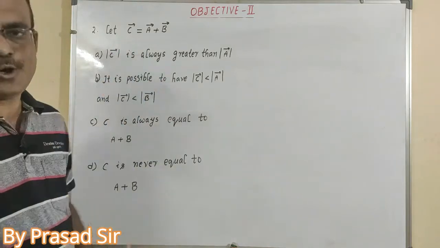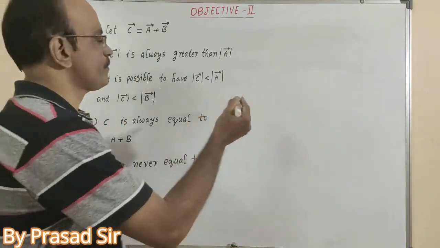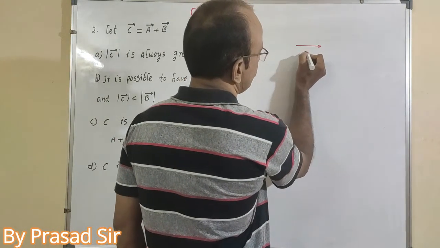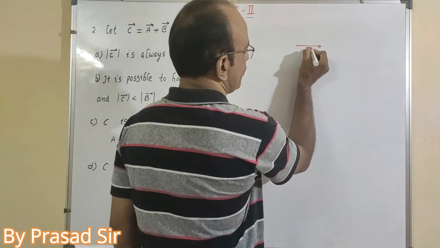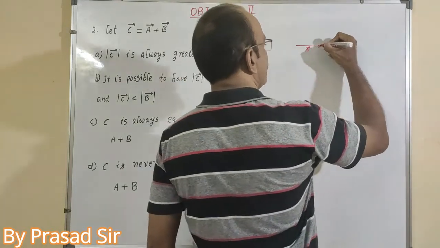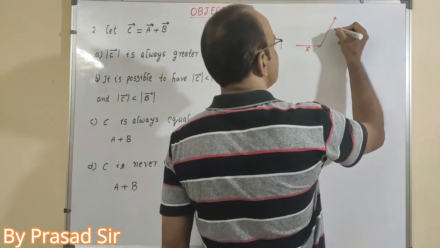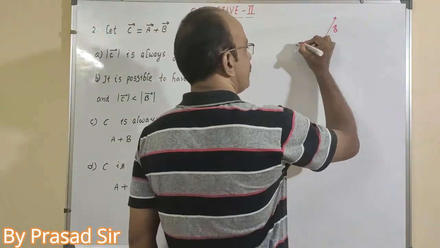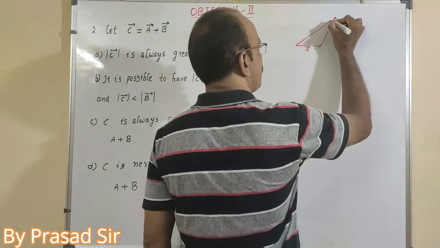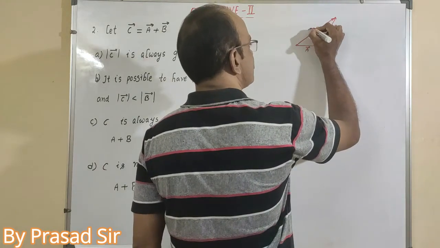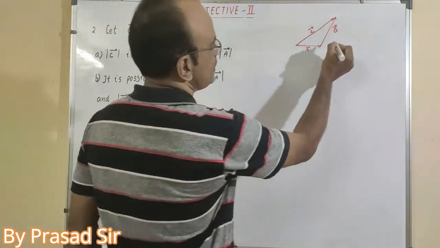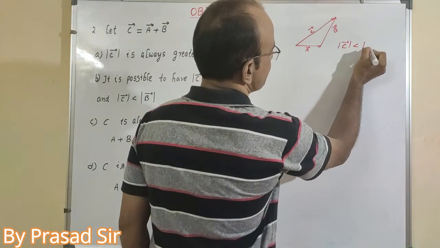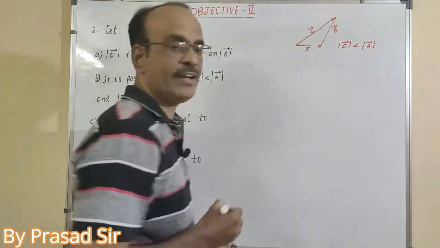So to check each and every option here, first of all, I am taking the vector A like this. Then afterwards I will take the B vector, taken in order. So from the tail onwards, I am drawing another vector, that is the C vector. Observe in this case, the magnitude of C vector is less than the magnitude of A vector.